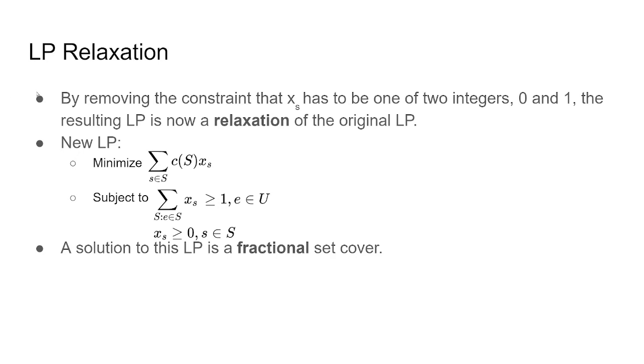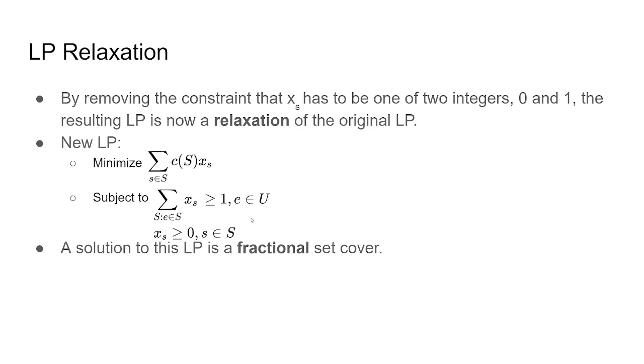So now the new LP will be the relaxation of the original linear program. The goal is obviously the same. The first constraint is the same, but you can see in the second constraint, we only constrain xs to be greater than or equal to 0, without actually being one of the two integers. So a solution to this linear program is what we call a fractional set cover.